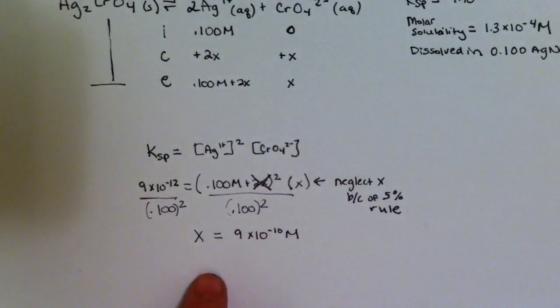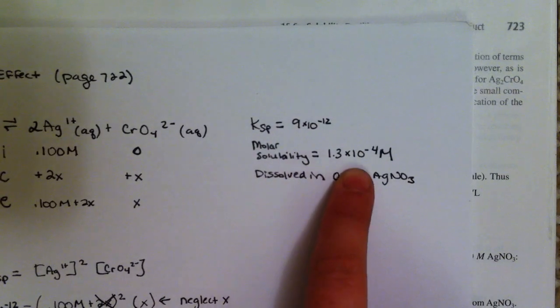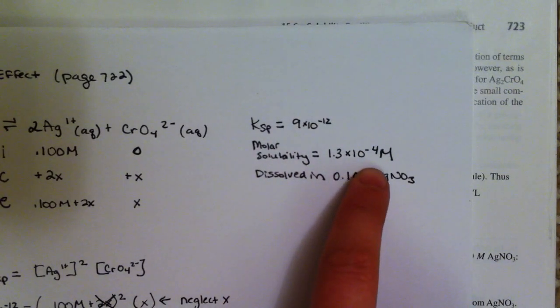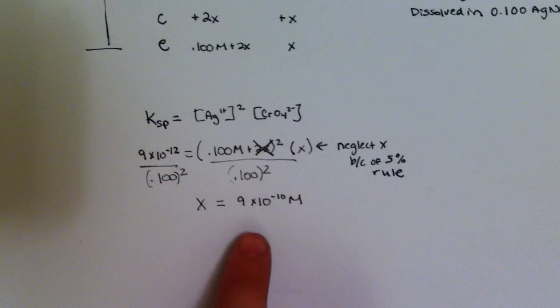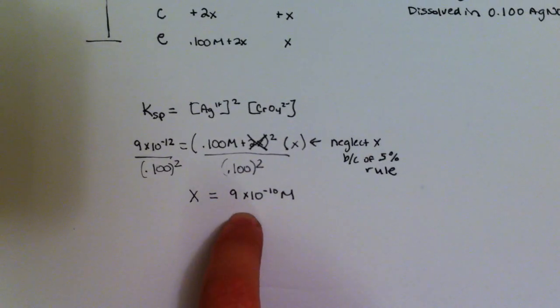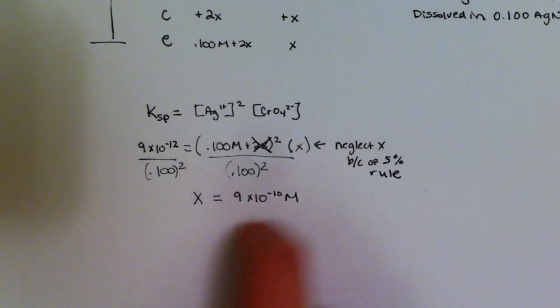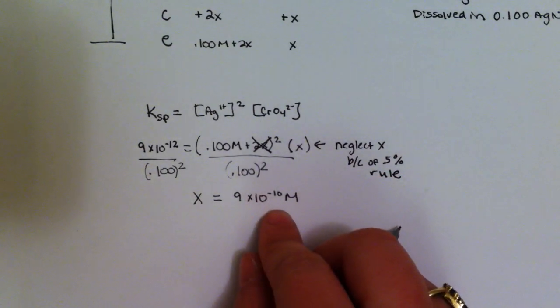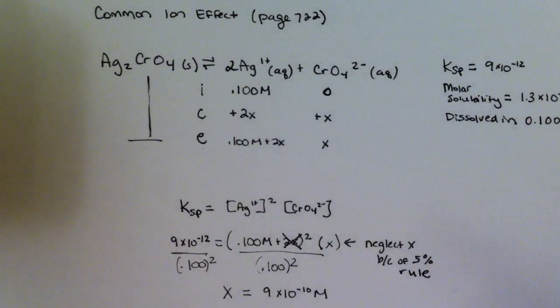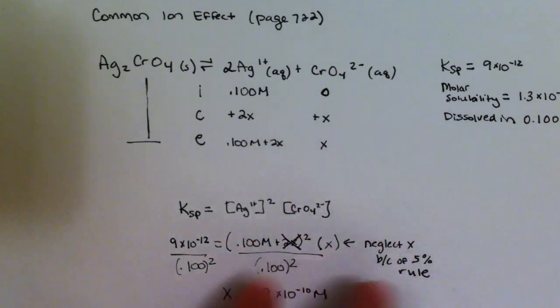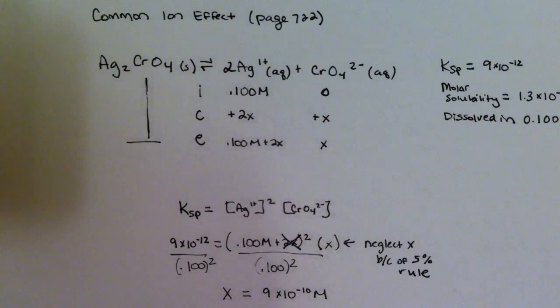Let's look now. We see that originally the molar solubility was 1.3 times 10 to the negative fourth. Now that there's this ion present, the amount of this silver chromate that can dissolve is much less. It's 9 times 10 to the negative 10th. So that's the common ion effect, and we'll do some examples of it in class, and then we just have one last thing to build off of this.